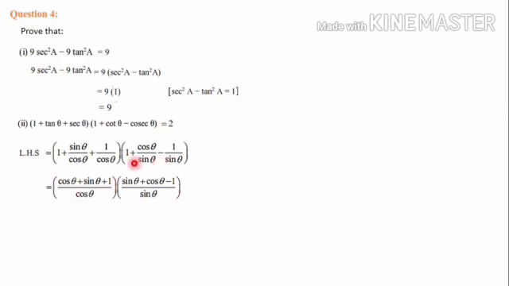In a similar way, if you take sine theta as the common LCM in the second bracket, we get sine theta into 1, that is sine theta plus cos theta minus 1. When you observe the numerator, it is in the form a plus b into a minus b. We have learned that a plus b into a minus b is equal to a square minus b square. Here a is cos theta plus sine theta and b is 1. So it will come as a square minus b square, where a square is sine theta plus cos theta the whole square.